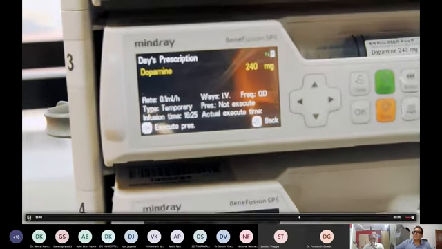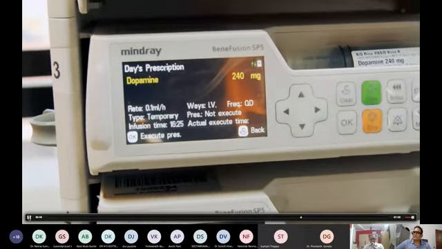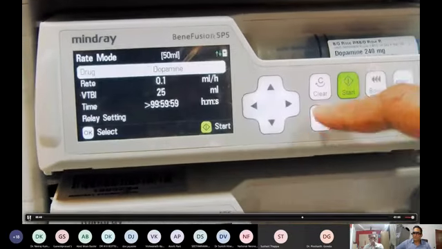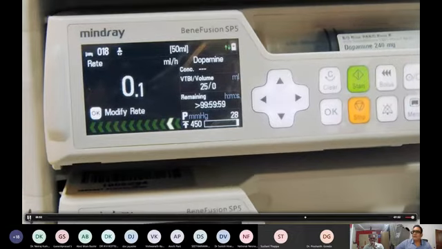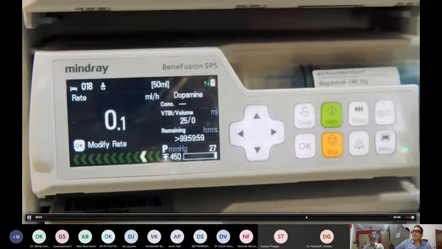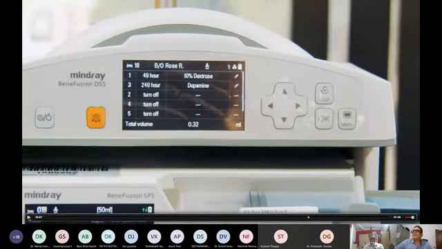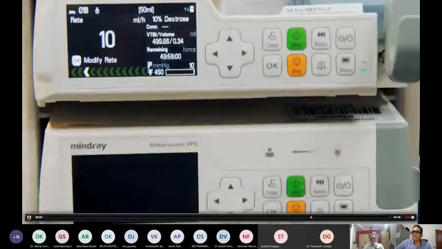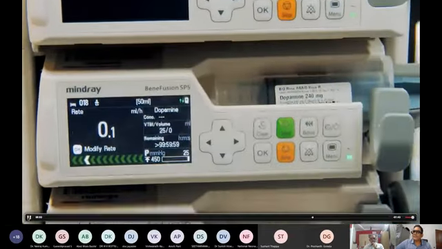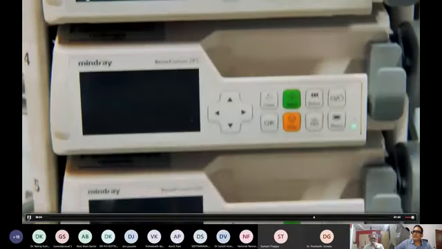And then you confirm it and then start the pump, right? So this is how easy it is to prescribe whatever you want without using paper or pen. And it also displays that baby Rose, 10% dextrose, dopamine, all those things are displayed there. And you can place any number of medications in a similar way.